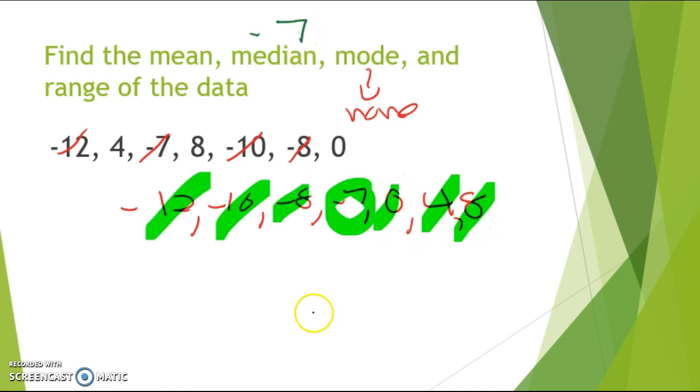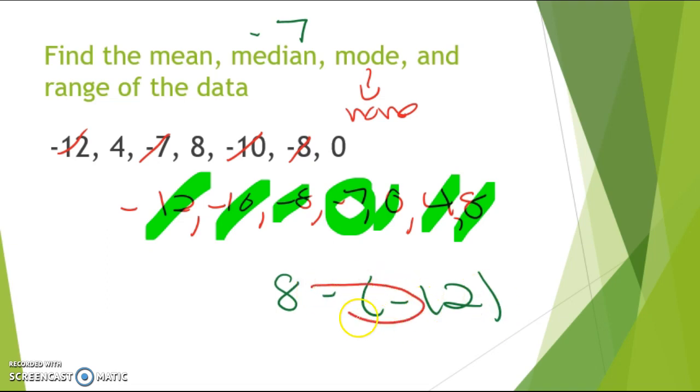My range, that's biggest minus smallest, that's 8 minus a -12. Make sure you keep that in mind because we know if we have two minuses, those are really a plus. So we have 8 plus 12, so my range is 20. Your range can never be negative. It always has to be positive. Let's see. And what do we still need to find?